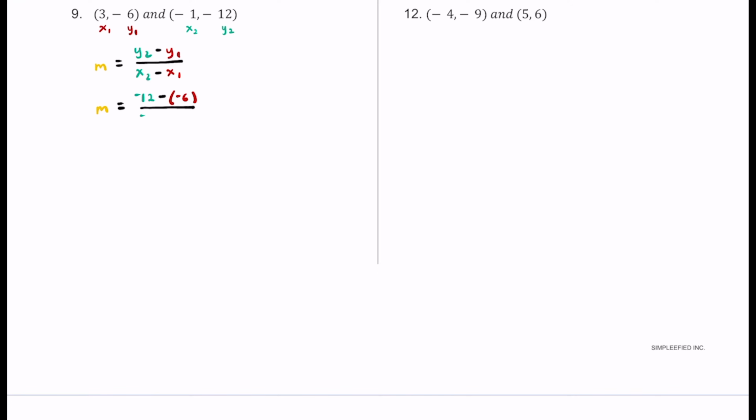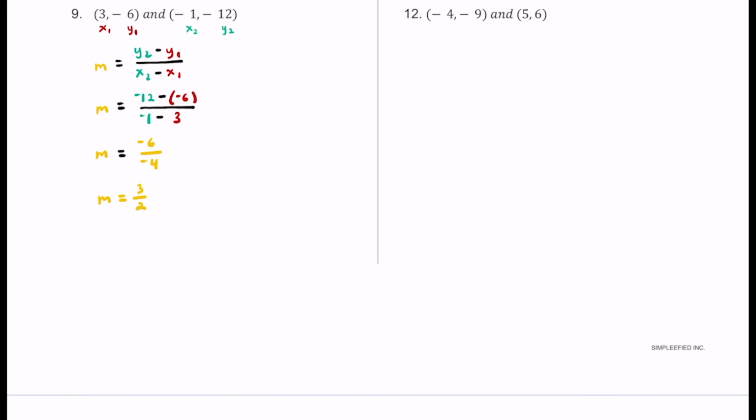x2 is -1, and let's take away x1. Looks like x1 is going to be +3. All right, on top, -12 take away -6 is the same thing as -12 plus 6, and that would be -6. And on the bottom, we have -1 take away 3, which is really just -1 plus -3, that's going to be -4. A negative over a negative is really just a positive, and then 6 over 4 can simplify down to 3 over 2. So here's our slope.